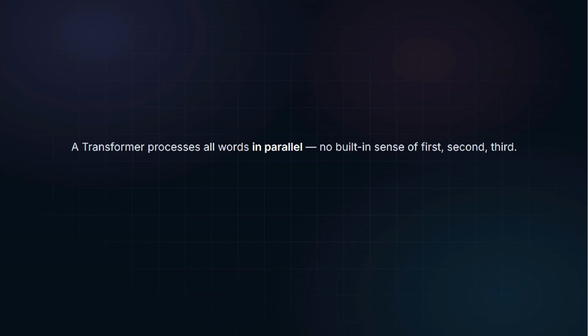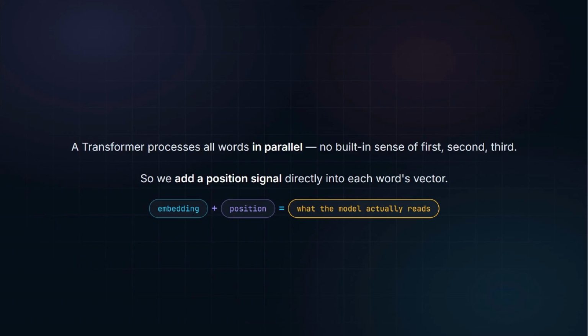Here's the root of it. A transformer processes all the words in parallel. There's no conveyor belt, no built-in sense of first, second, third. So instead of feeding position in through the order, we bake it directly into each word's vector. We add a position signal on top of the meaning. Embedding, which carries meaning, plus a positional encoding, which carries place, equals the vector the model actually reads. That one addition is the whole idea.